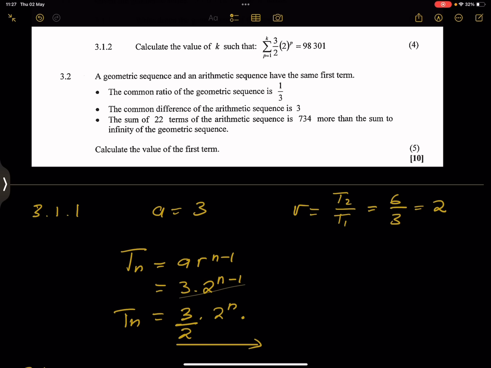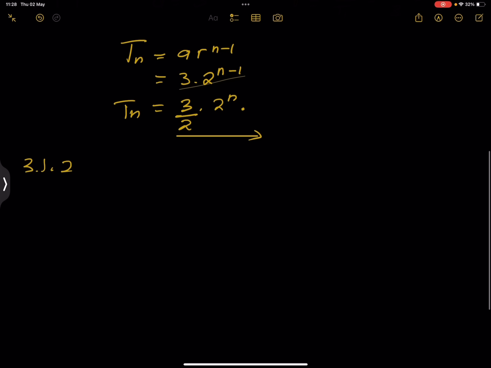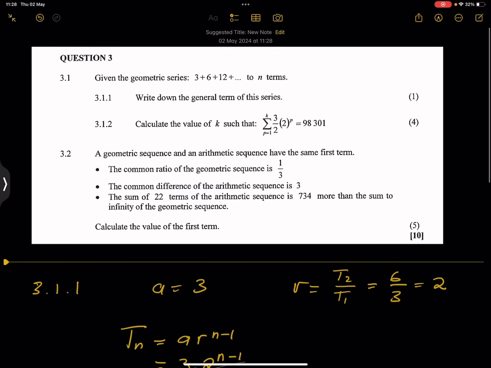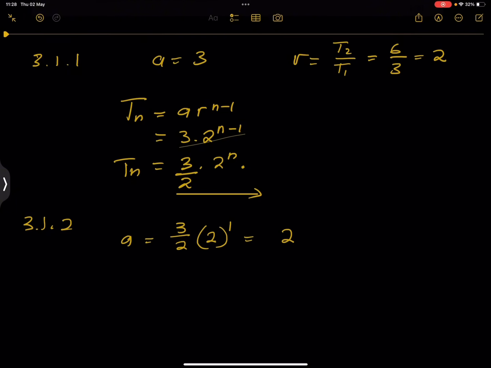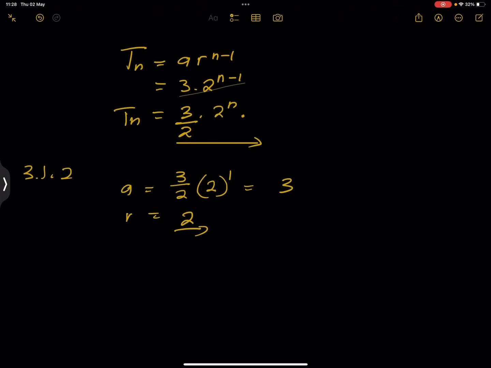So not only do we know what our first term is, if we substituted it there, if you said p is equal to 1, so that would be 3 over 2 into 2, right? So if you said that your p value is 1, then your a value would be 3. And of course, just like I showed you in the previous one, our a value is 3, and our r value is 2. Okay, now we are looking for the sum of the terms.